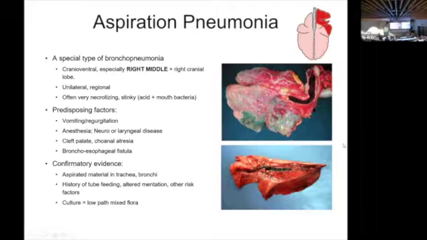And then if you culture this, it's not really super rewarding. These are normal flora usually, so it's going to be low pathogenicity, just opportunistic bacteria. The bacteria are really not the problem. It's more whatever the predisposing factor or predisposing disease.